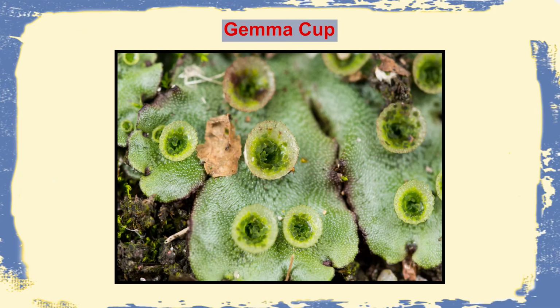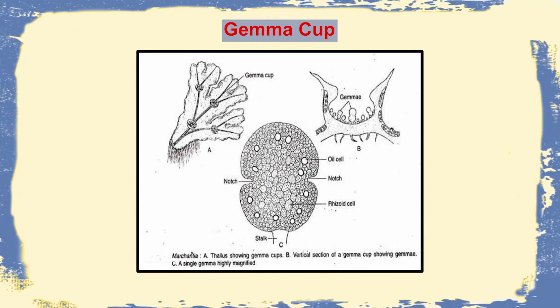Now, when we see the structure of the Gemma cup in detail, we can see that there is a large number of cells in the median section, followed by apical notches which are present at the opposite ends, and there is a very small indentation just below this portion from where the stalk arises. On a closer look, we can see that this Gemma cup consists of certain oil cells which provide nourishment, and there are also rhizoid cells.